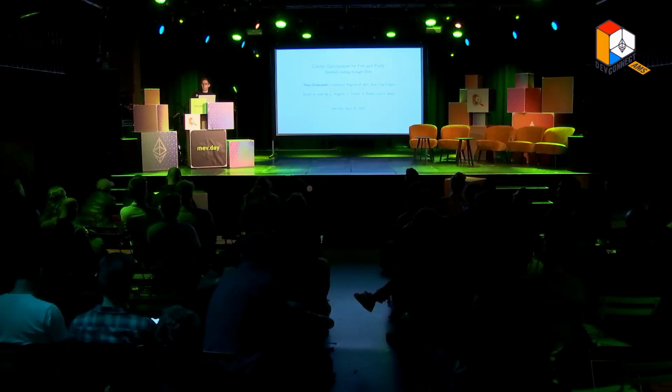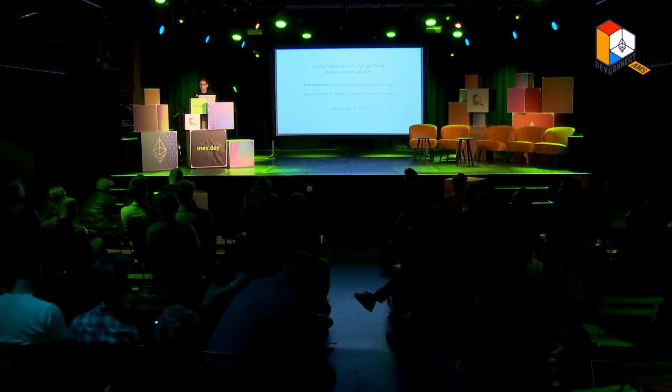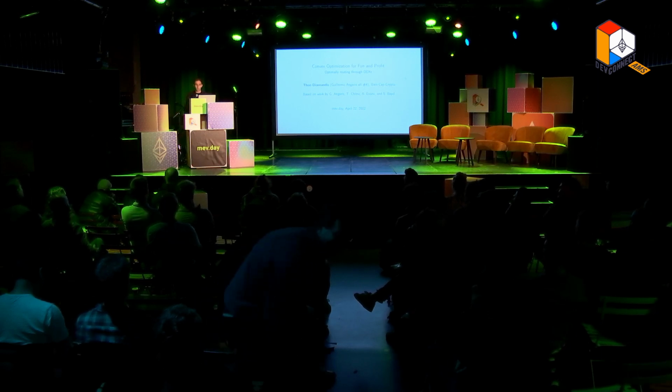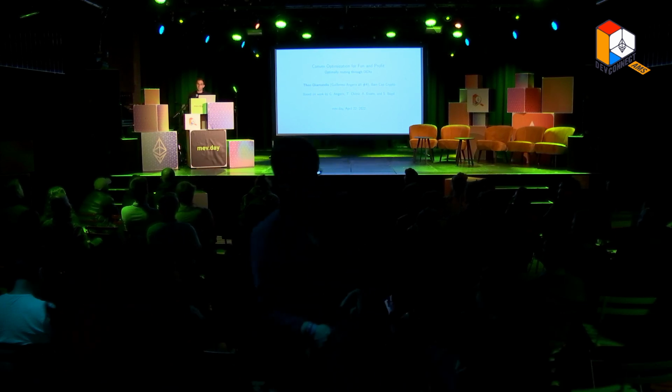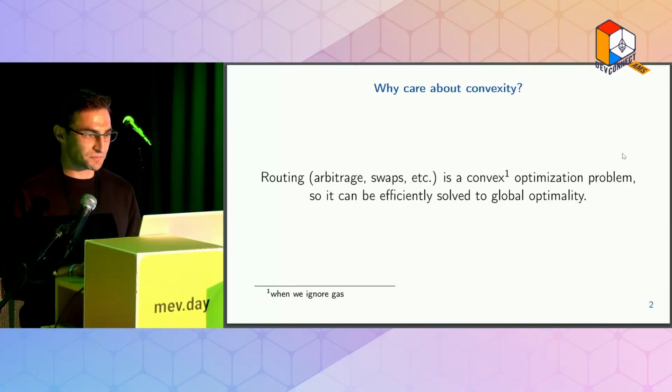I'm a PhD student in optimization at MIT and do research for Bain Capital Crypto Fund. And I'm going to talk about how to optimally route through decentralized exchanges. So this is executing trades like swaps, arbitrage, etc., over networks of decentralized exchanges.